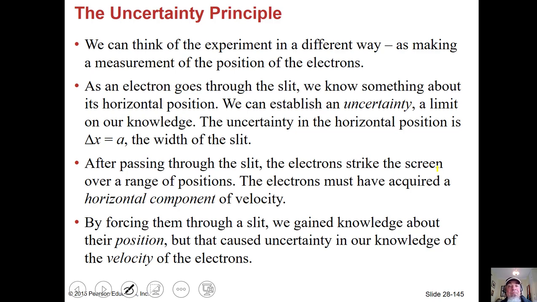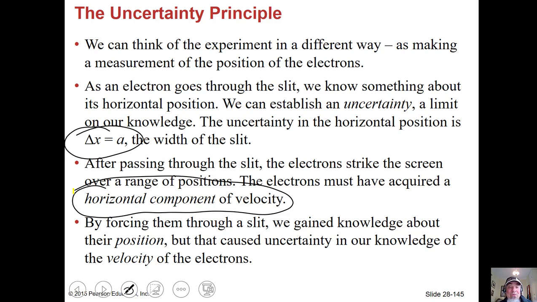So you can think of the experiment in a different way, as making a measurement of the position of the electrons. As an electron goes through the slit, we know something about its horizontal position. So we're thinking that it doesn't have a horizontal velocity, but there must be some horizontal velocity, or why would it end up not just all in the center? So you can establish an uncertainty in where it's located. That's the actual aperture size. After passing through the slit, the electron strikes the screen not right straight down, but at different places. So there must be a horizontal component to the velocity.